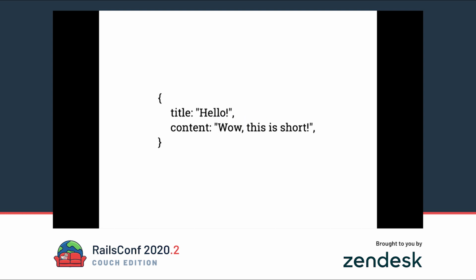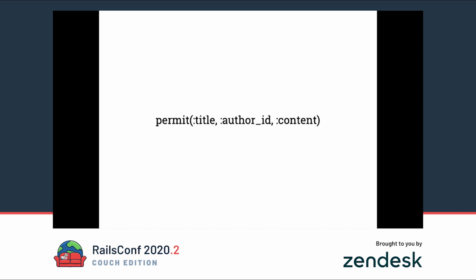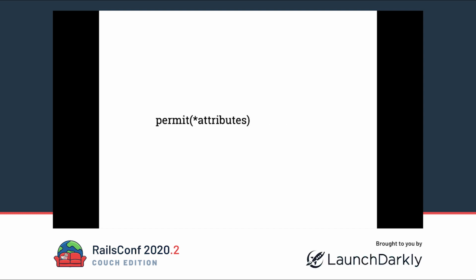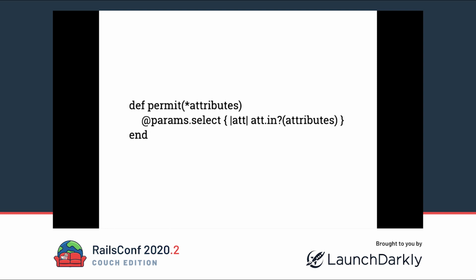Similar to require, thinking about what permit does, it says, these are the attributes that you're allowed to pass in. And if you provide something else, we will filter it out. If we took this hash and said only permit the title, then it should return a hash containing only the title. For implementing this, since we're passing in an array of attributes, we can define the method to take in an array of attributes. And in the method, we can use Ruby's select method to filter the params where the key belongs in that list, looking like this.